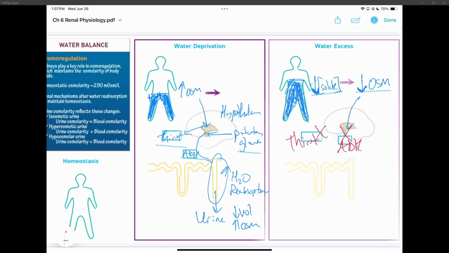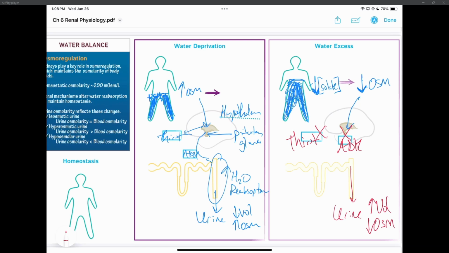ADH doesn't come out. What happens in this case? We have our urine come out. What happens to the volume of the urine now? It's going to go up. We're going to pee a lot more. What happens to the osmolarity of the urine? This is of the urine osmolarity. The goal is to raise the osmolarity in the blood by getting rid of the excess water.